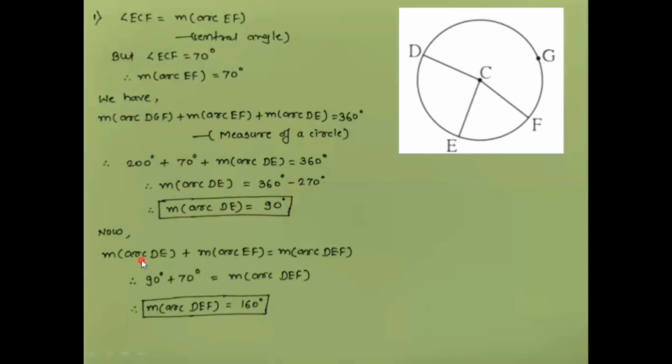Now to find the measure of arc DEF, if we add measure of arc DE and measure of arc EF, we will get measure of arc DEF. That's why measure of arc DE plus measure of arc EF is equal to measure of arc DEF, as we have written here. Measure of arc DE we just found to be 90 degrees plus measure of arc EF, which is 70 degrees. So we replace these two. So 90 plus 70 degrees is 160 degrees. So the measure of arc DEF is equal to 160 degrees. So this is the answer to this question.